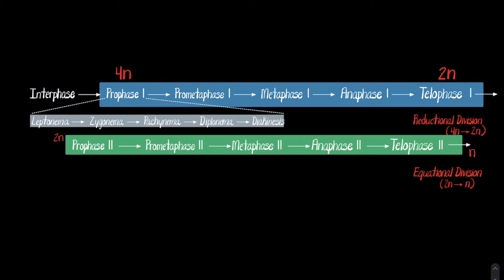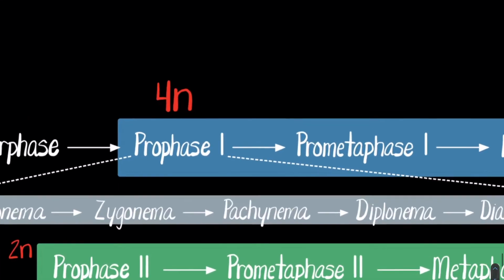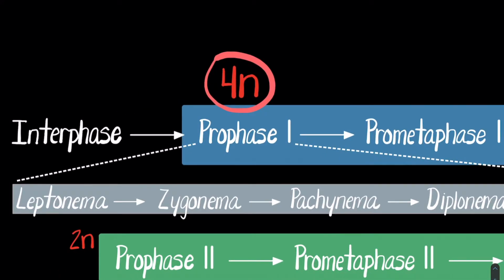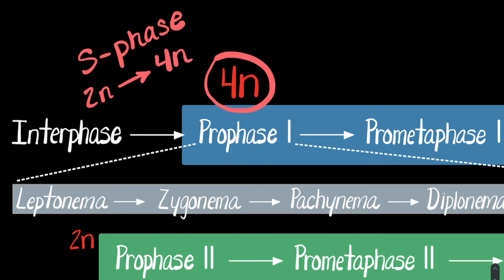Meiosis I results in homologous chromosomes being separated, generating haploid daughter cells. This stage is known as reductional division. So notice I have 4N. This is after interphase, specifically S phase, when the genetic material has been duplicated. So 2N goes to 4N, and that's where we're at.